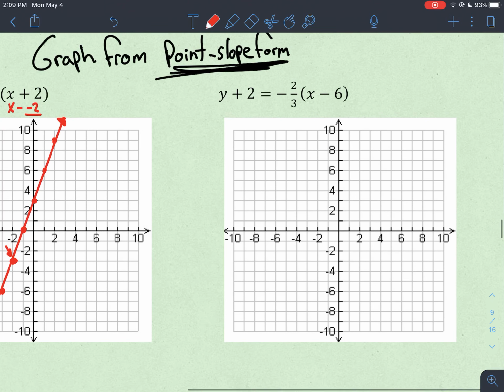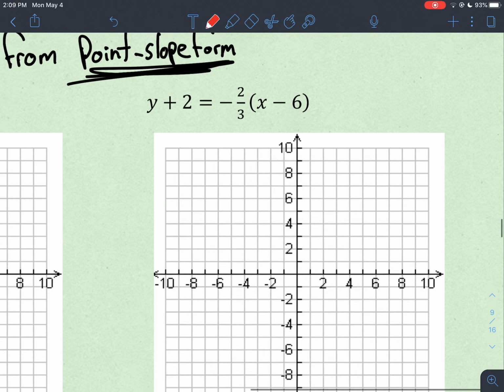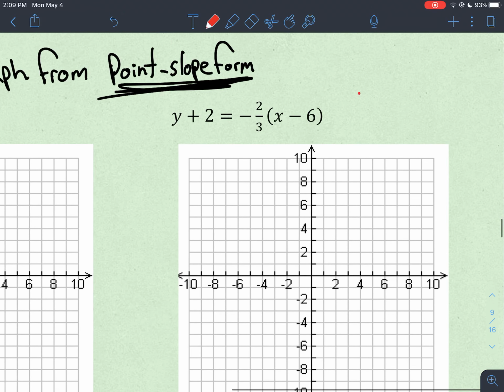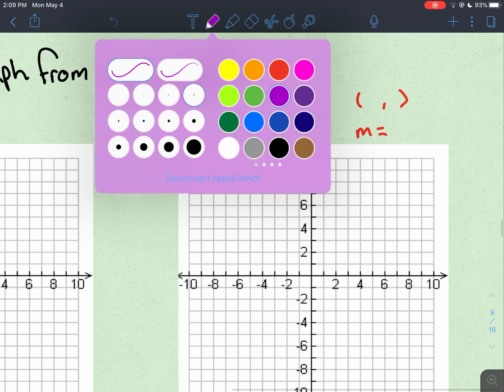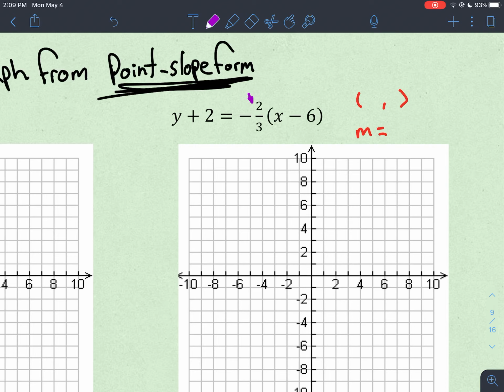Let's look at another example over here. Point and slope that we can get from this. We know that there's going to be some starting point, x comma y, and we know that our slope is going to be something. Let's just grab the slope right away because we know that that's going to end up being the quickest one to grab here. And we can say that my slope is going to be negative 2/3.